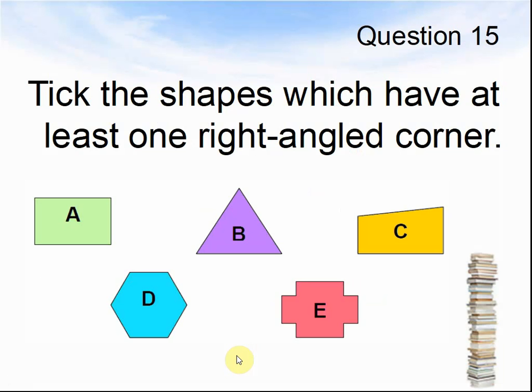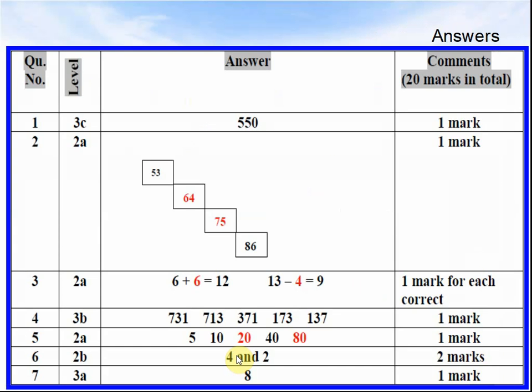Here come the answers. Question 1, 550. Question 2, 53, 64, 75, 86. Question 3, 6 plus 6 equals 12. 13 take away 4 equals 9. Question 4, 731, 713, 371, 173, 137.